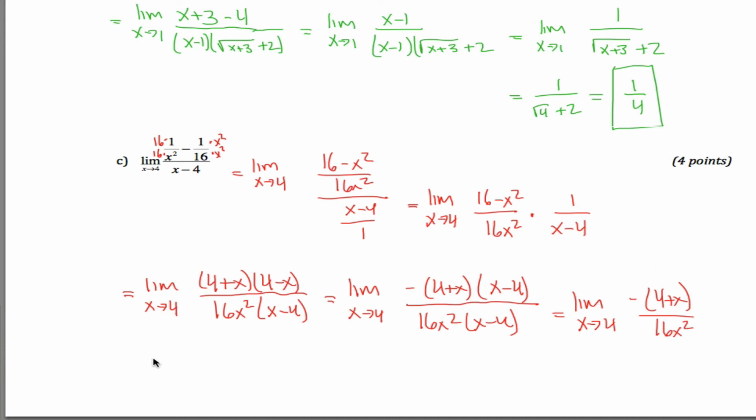I can evaluate this limit. Let's see. Change all the x's into 4's. I get negative 8 divided by whatever 16 times 16 is. This 16 went here. This x squared, when I change the x into a 4, gives me another 16. You can figure this out by multiplying together the two 16s, or by kind of canceling. This 16 is 8 times 2, and the 8 cancels with this 8. I'm left with negative 1 over 32.